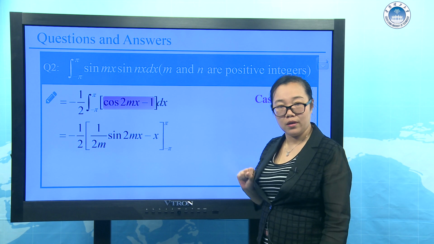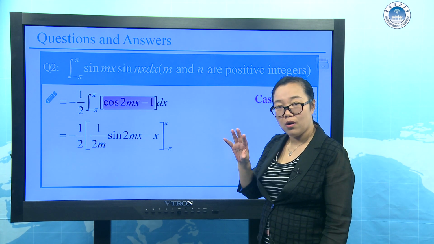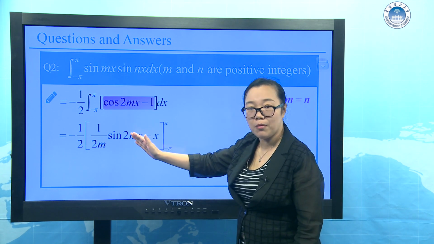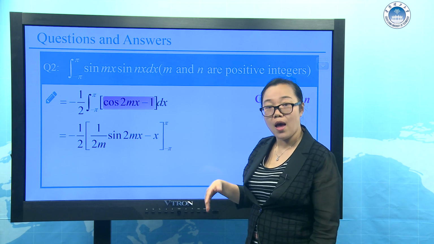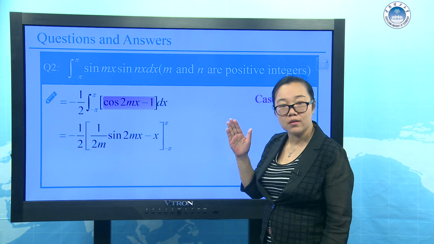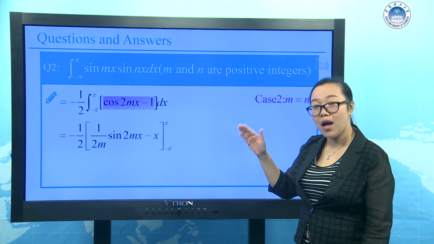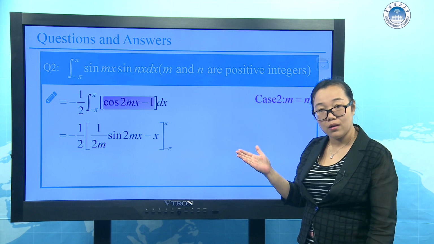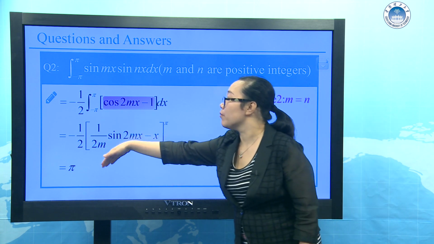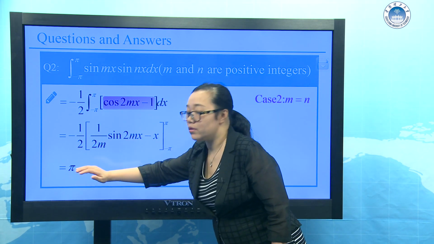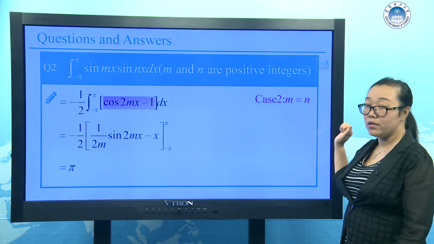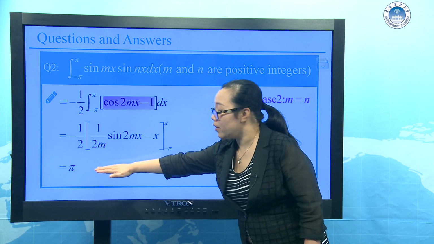In a similar idea, sin of pi times any integer always equals 0. So the first term, maybe 2m pi, maybe minus 2m pi, anyway it's 0. Now pay attention to the second term, minus x evaluated from minus pi to pi, which together gives minus 2 pi, times minus half, which equals positive pi. So in case 2, where m equals n, the integral value is pi.